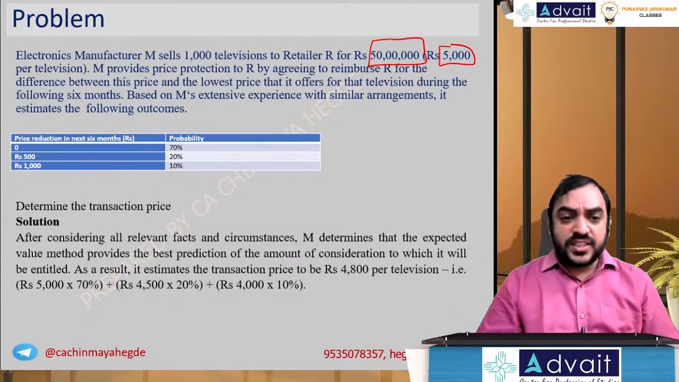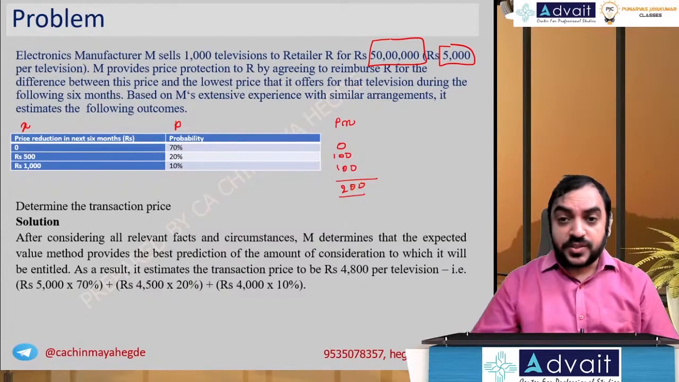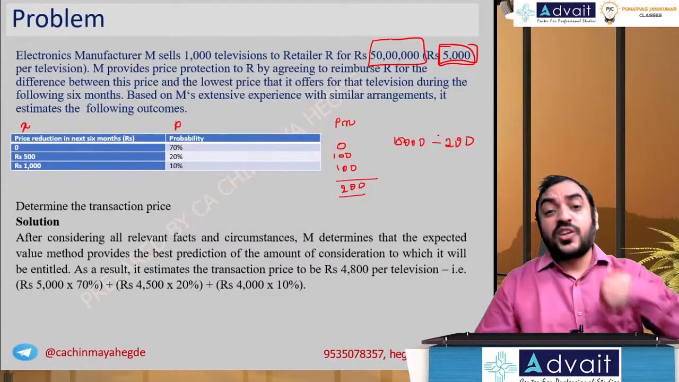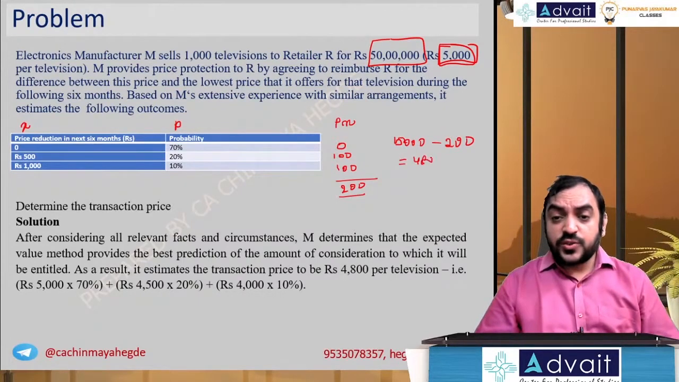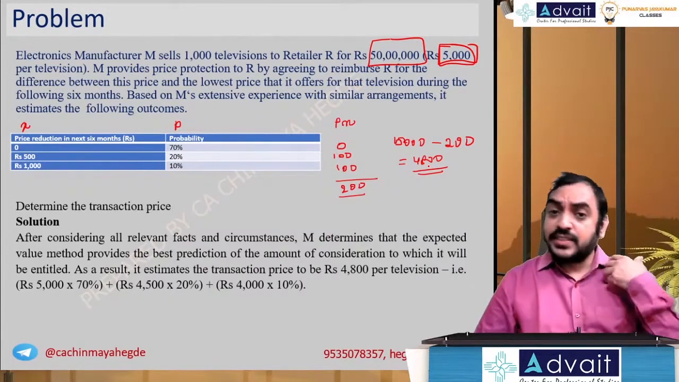One, see, we have 0 reduction, 70% probability. This is x, this is p. I can do p into x. So 0 into 70% is 0. 500 into 20% is 100. 1000 into 10% is 100. So total 200. So 200 rupees is the amount expected to be returned. And 5000 rupees is the amount received. So amount received 5000 minus 200 expected to be returned, and therefore 4800 is the amount that you are going to be entitled to as a seller.